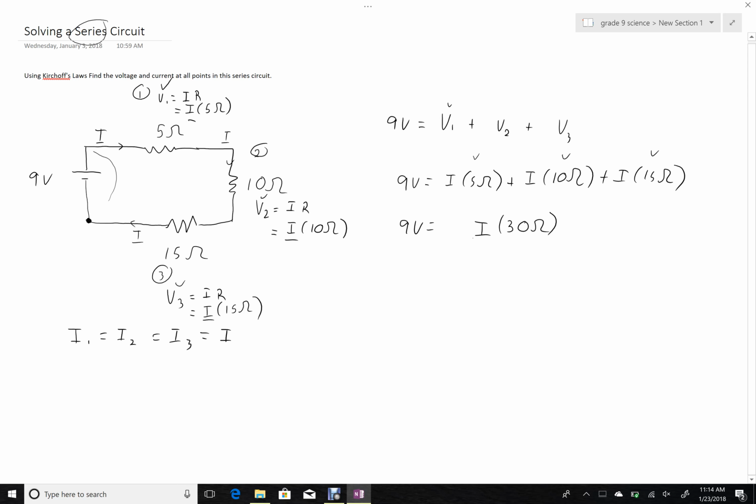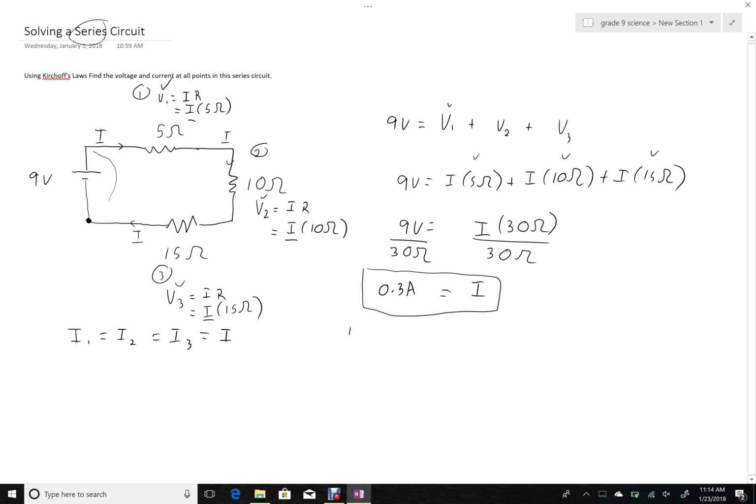And now I can divide both sides by 30 ohms. And I can recognize then that my current is going to be, I think it's 0.3, yeah, 0.3 amps. So that means my current at any point in this circuit is going to work out to the same value, 0.3 amps. Now I can use that in my individual expressions for V1, V2, and V3 to find the voltages at all of the different locations.